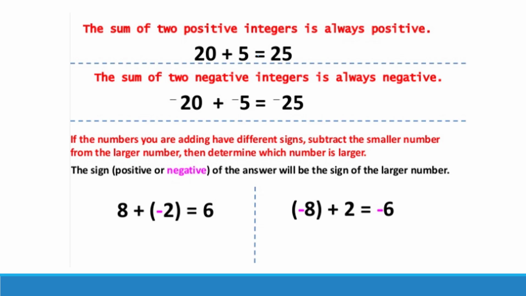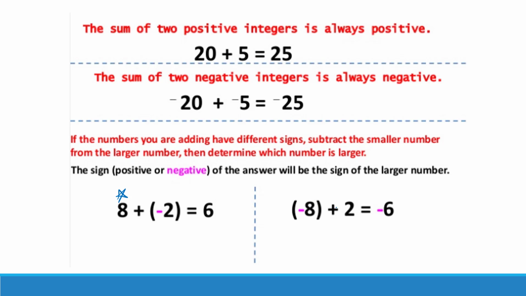Now, just to recap, the sum of two positive numbers is still positive. The sum of two negative numbers is still negative. It just gets tricky when the signs are different. So if I had 8 plus negative 2, I'm going to subtract and say the answer is 6, but notice I have more positives in this case than I do negatives, so my answer is positive.